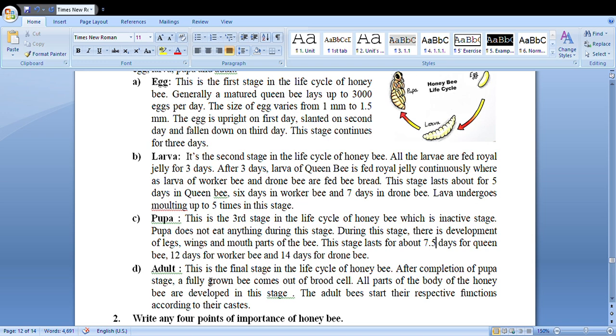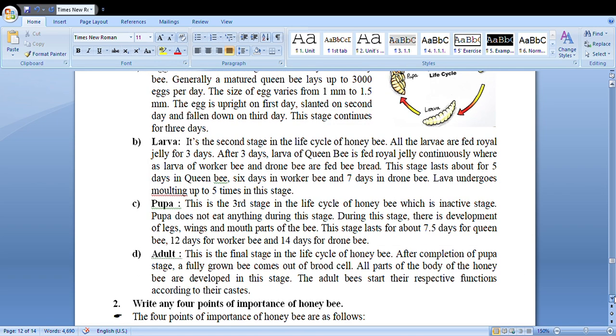Now next is adult. This is the final stage in the life cycle of honeybee. After completion of the pupa stage, a fully grown bee comes out of the brood cell. All parts of the body of the honeybee are developed in this stage, and the adult bees start their respective functions according to their caste, means types.